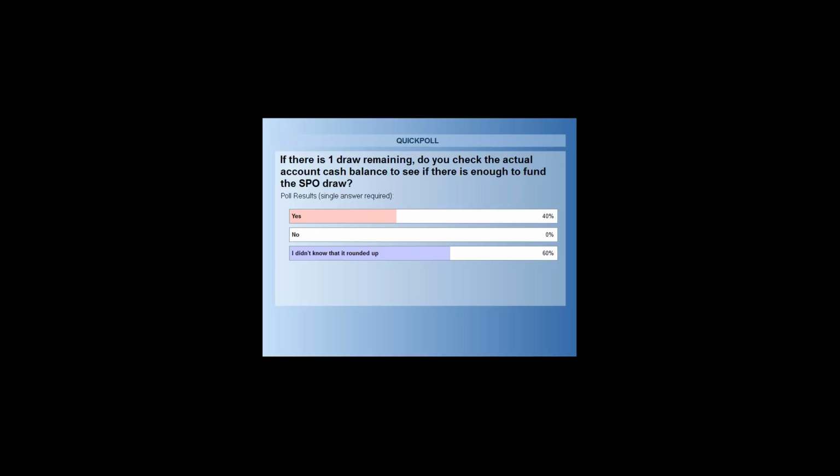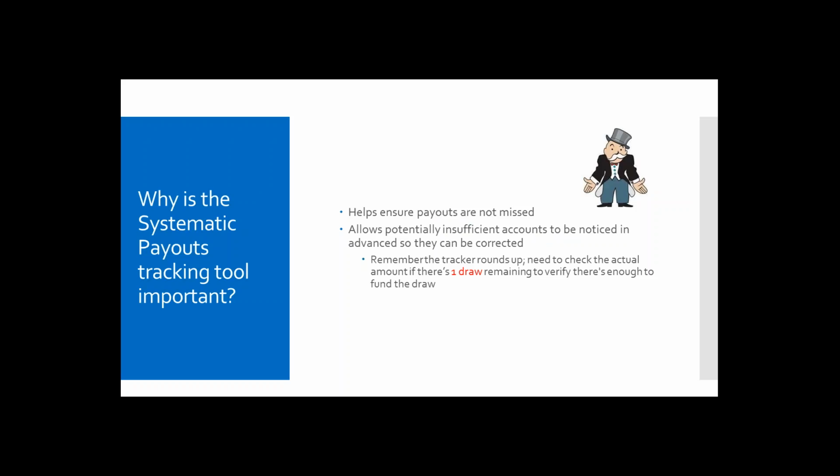And we have almost half of you that do check that, and a little bit more than half of you that didn't know it rounded up. So I'm glad that that came up today. And so since the tracker rounds up, for those of you who answered that you do check it, for what number of draws remaining do you review the account? So actually that's a question to all of you, even if we're not talking about the 1.0. What number of draws cause you to notice and check the account?